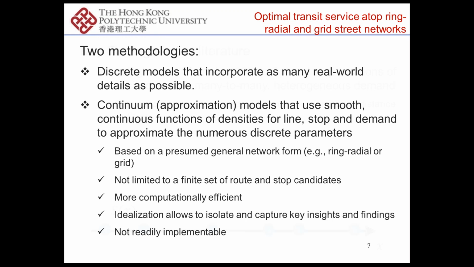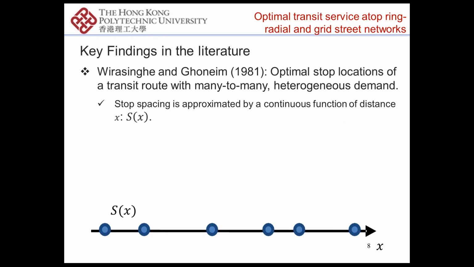So next, I will use a few minutes to show you some inspirational findings from the continuum models used in the literature. The first example is the optimal design of a transit route with many-to-many and heterogeneous demand. And I want to use this example to show you how continuum approximation works, and a key feature that proves to be very useful in our study too.